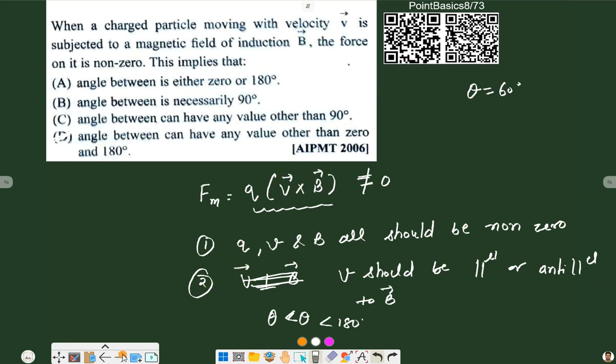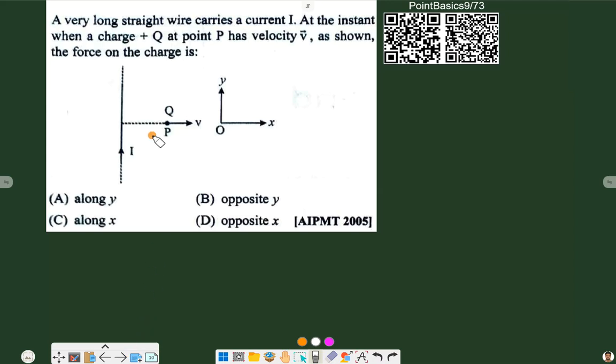Moving to the next one. A very long straight wire carries current I. At the instant when charge Q at point P has a velocity V, as shown, the force on the charge... So here we can see that the current in the wire is in the upward direction, and this upward direction is Y, and the direction of the velocity is in X direction.